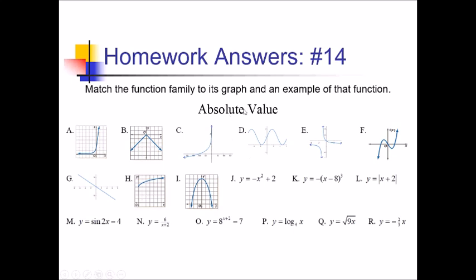For absolute value, the graph is going to look something like a V. It might be upside down, like this one in graph B, but it's going to be a V one way or another. And then for the actual example of a function, I want something with an absolute value symbol like we have here in choice L.